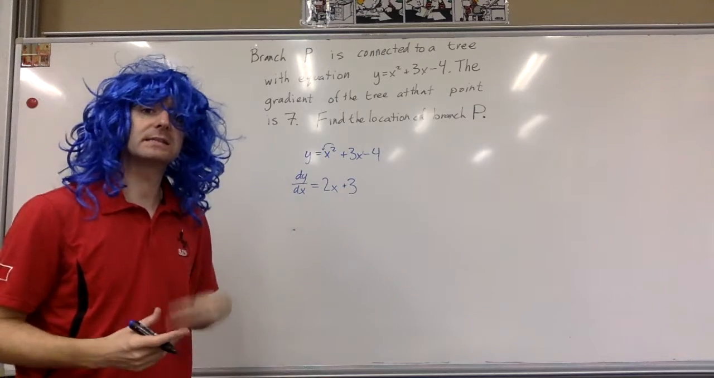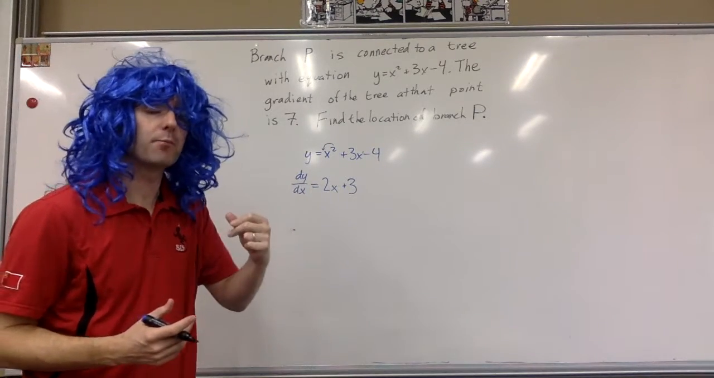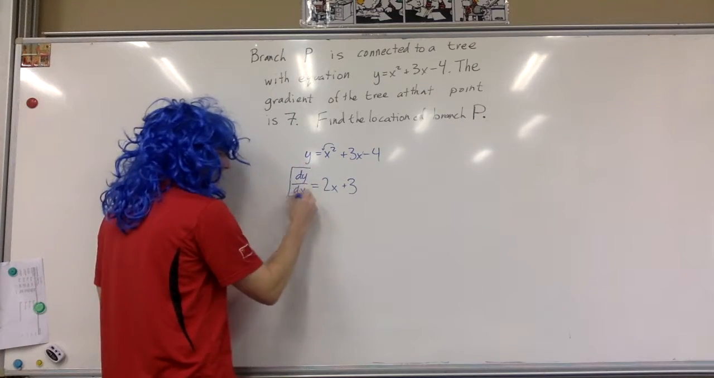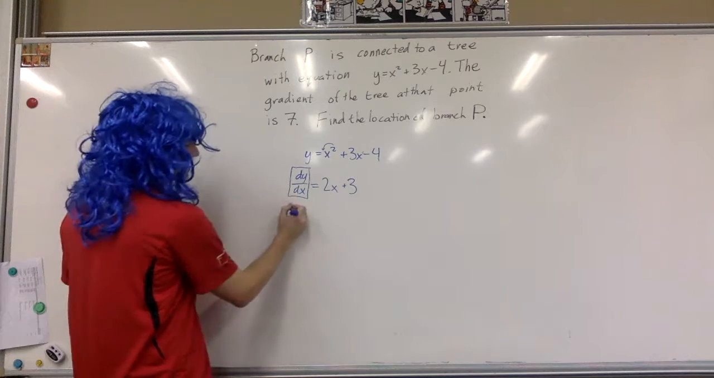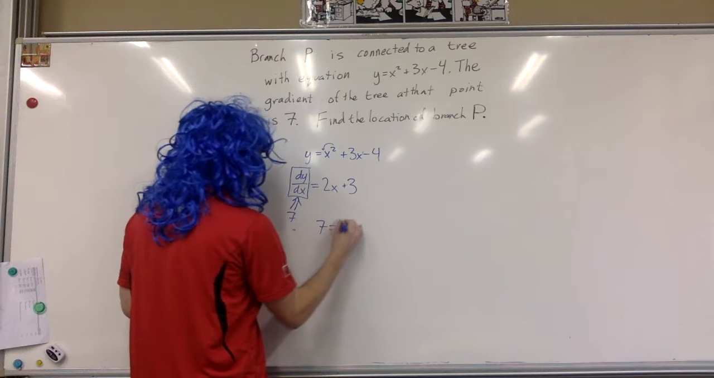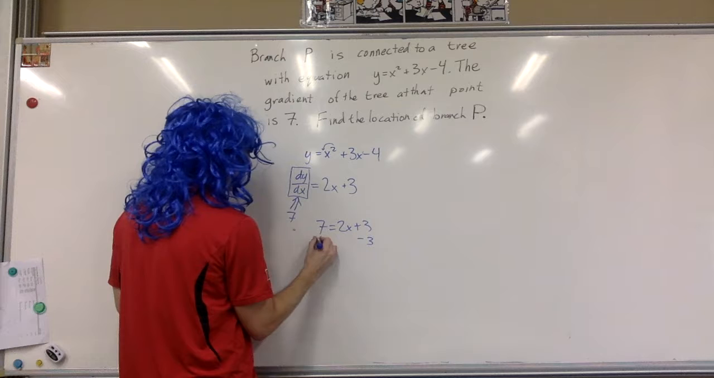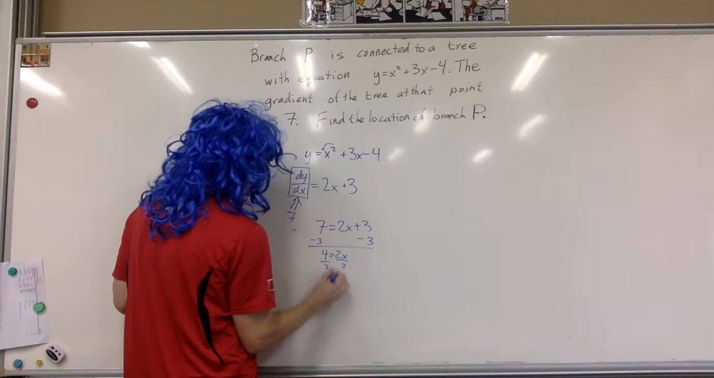And then what it says is the gradient at P, the gradient at that branch, is 7. So this right here is the slope or the gradient, the derivative is. And so I'm going to put 7 in right there. So I'm going to go 7 equals 2x plus 3. Now when I solve for that, subtract 3, 4 equals 2x, divide by 2, I get 2 equals x.